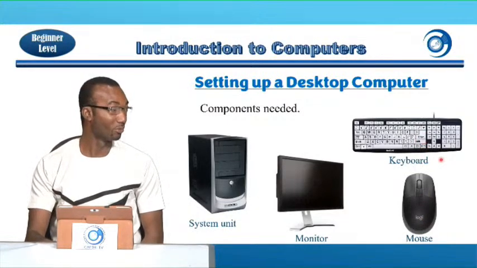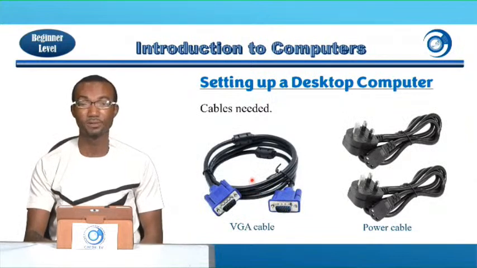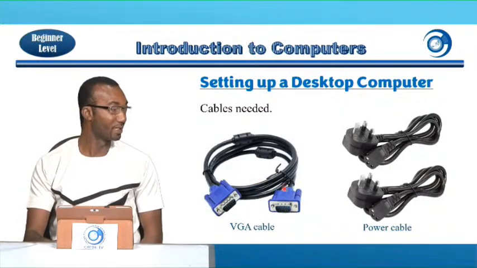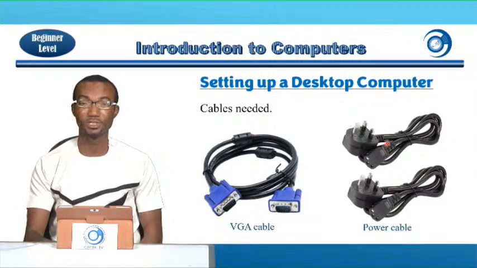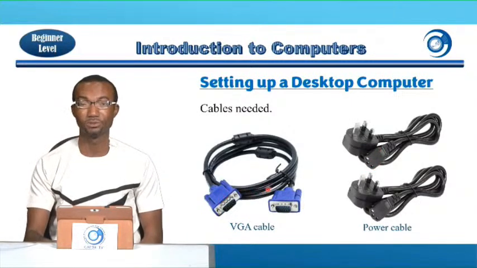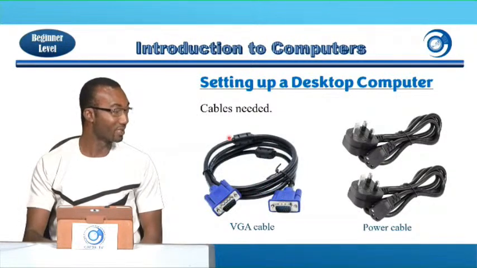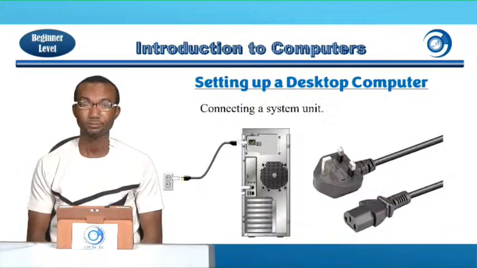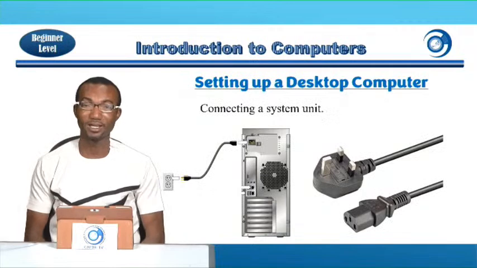Apart from these main components, you also need cables. This cable is called a VGA cable. You also have power cables. There are two here, because you use one to connect to the system unit, and you use this one to connect to the monitor to help these two components get power to operate. And you use this VGA cable too. As we go on with the lesson, you will see where or why we use this VGA cable. Now we have our devices, the four basic components, and then we have our cables.